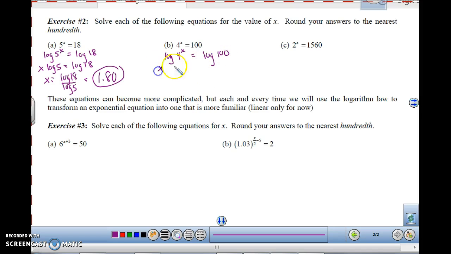Okay, so this will be x log of 4 is equal to the log of 100. All right, so solve for x, divide by the log of 4: log of 100 over log of 4. Actually, you should know what the log of 100 is. It's 2, but we can put this whole thing right in the calculator.